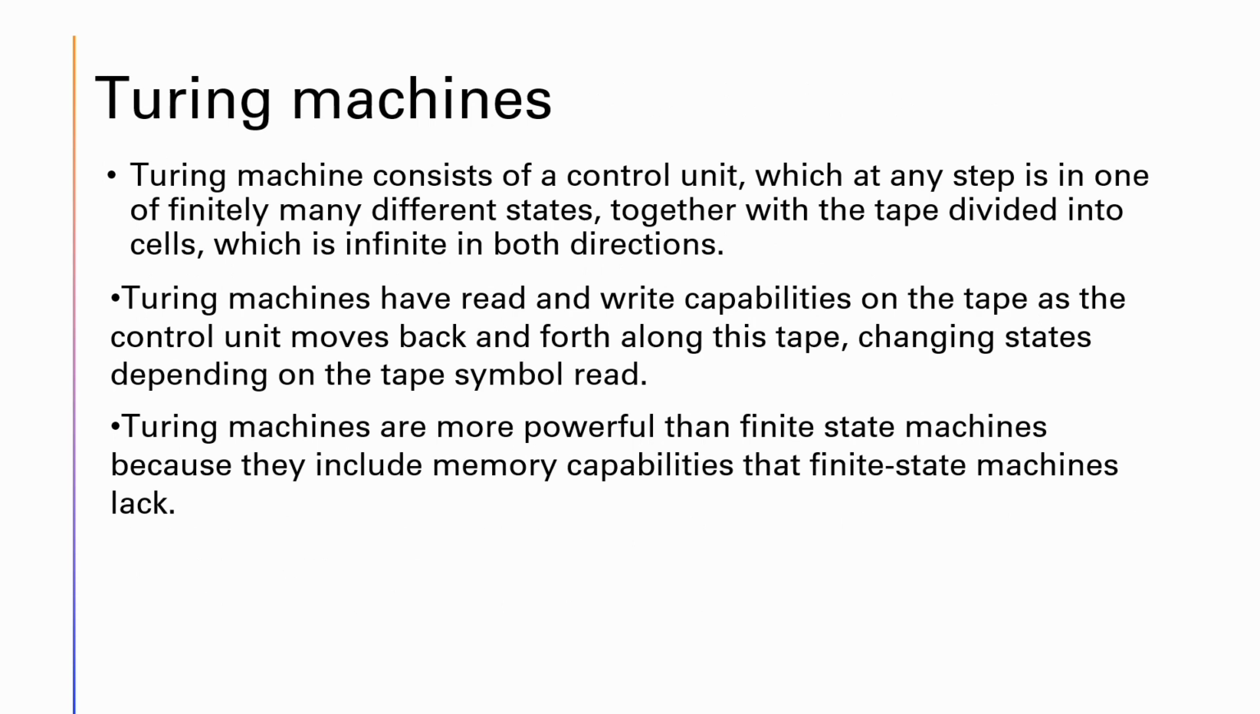The Turing machine. A Turing machine consists of a control unit, which at any one step is in one of finitely many different states, together with a tape divided into cells which is infinite in both directions. Turing machines are more powerful than finite state machines because they include memory capacity that finite state machines lack.